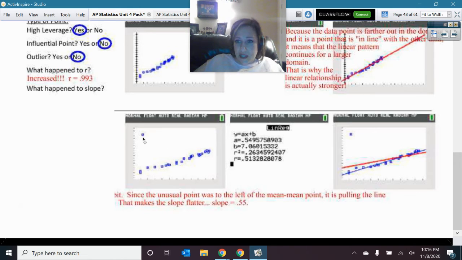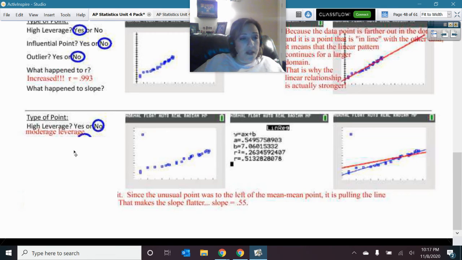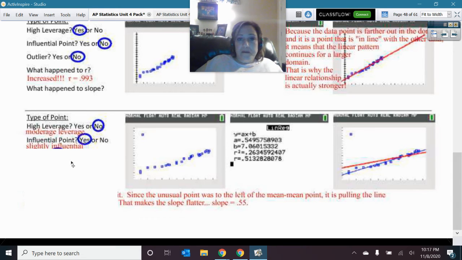Here, this is interesting. So this one back here, moderate. I think I put, it doesn't have high leverage, but it definitely has moderate leverage. It's got something going on there. The next question, was it influential? I put slightly, yes, because we can see, and yes, it was an outlier in that Y direction, high residual. So what happened to the correlation?